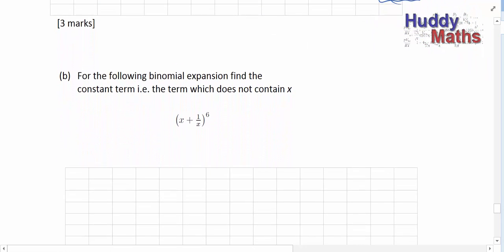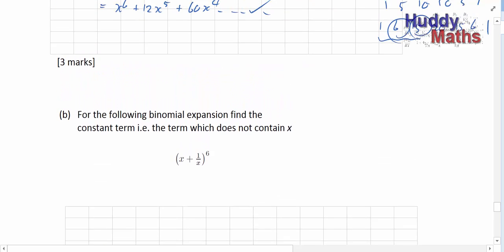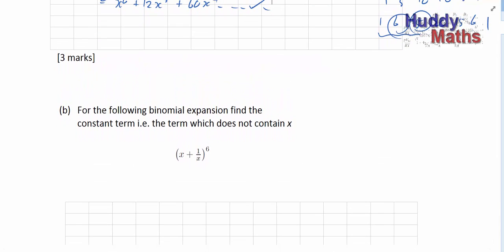For the following binomial expansion, find the constant term, that is the term which does not contain x. We might need that Pascal's triangle again. So I'll just put it there because it's still the 6 again. Okay, so let's start writing the terms. The first term is x to the 6 and no 1 on x. We won't put the numbers in the front.